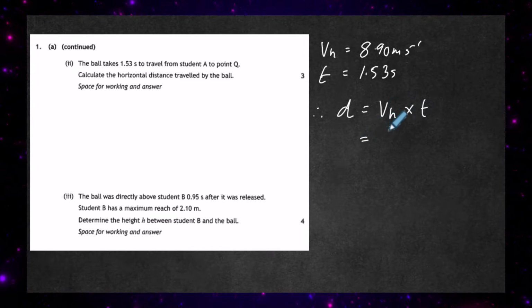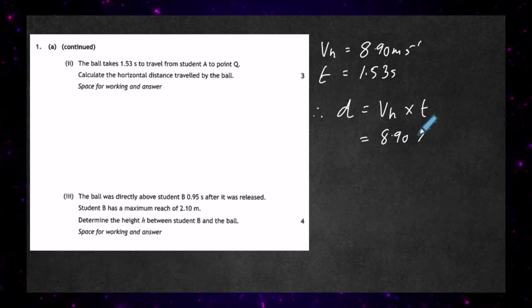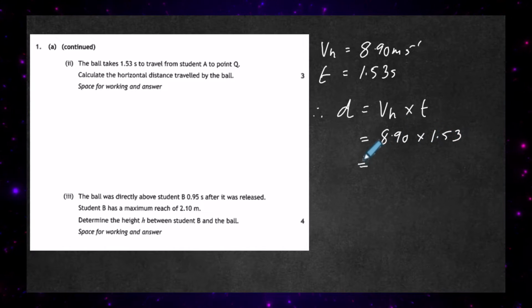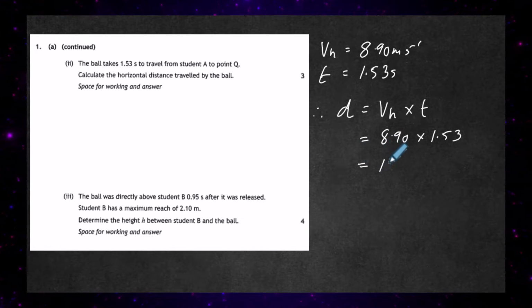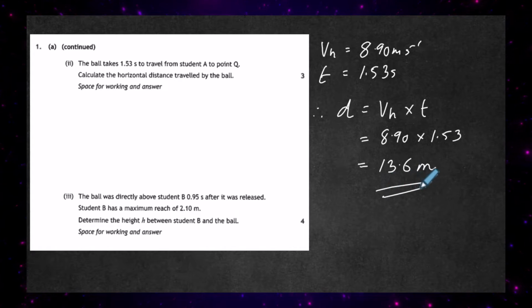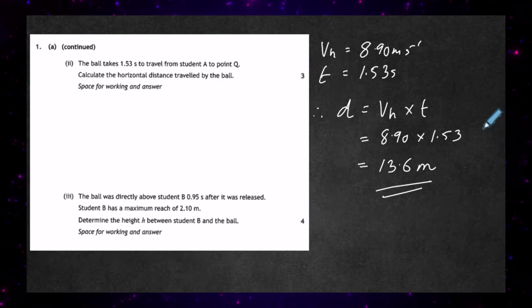So we're going to have 8.90 multiplied by 1.53, and if we do that on our calculators, we end up with a value of 13.6 meters. It's in 3 significant figures, 1, 2, 3, and that's in agreement with the number of significant figures that we're using in the problem.